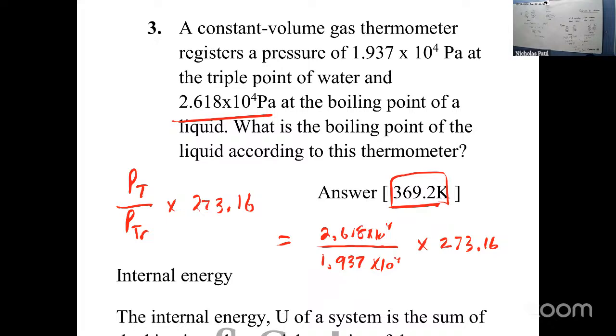Okay. So again, you only use this formula when they give you pressures and when they ask for the temperature in Kelvin. The one that we're going to focus on tomorrow is the one that you will see in past papers a little bit more. Next slide.